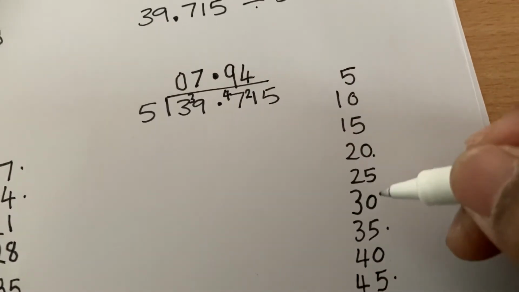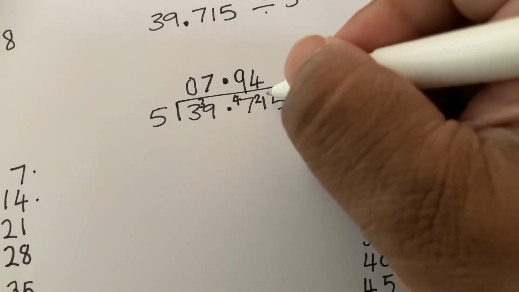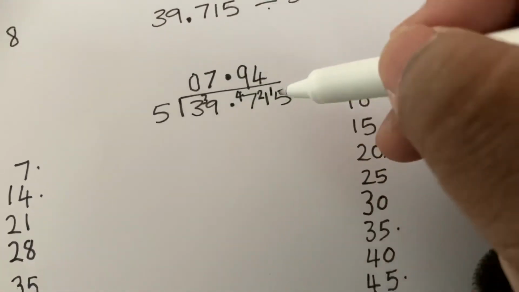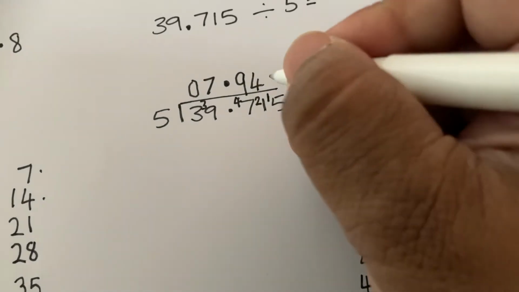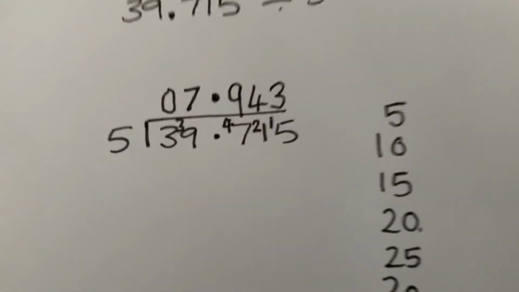And from 20 to 21, that was 1. So I need to carry the 1 on. And now I've got 15 here. How many lots of 5s in 15? 5, 10, 15. That's 3. So the answer is a number with 3 decimal places.